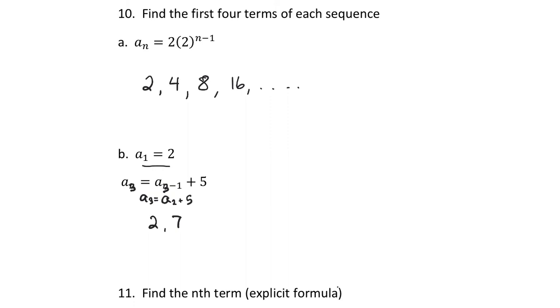So 5 added to 7 is 12. And then the fourth term is going to equal the third term plus 5. Well, the third term is 12. 12 plus 5 is 17, and so on and so on. So this recursive formula really just says that any term is equal to the term in front of it plus 5. So this term is equal to the term in front of it plus 5. The next term here would be equal to the term in front of it plus 5. So 22, and then 27, and then 32, and then 37. We're just adding 5 every time.